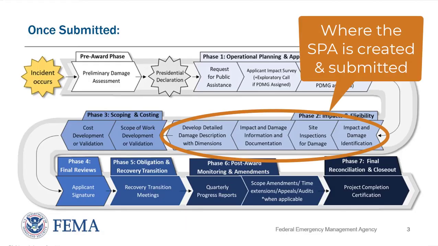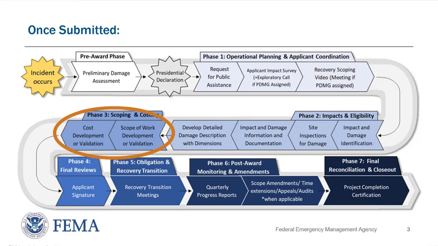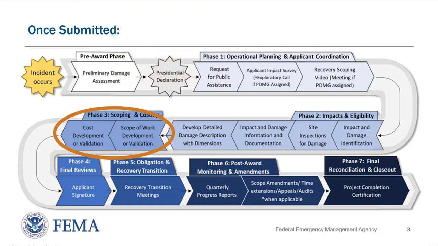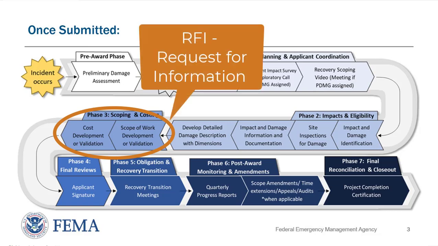Once you've submitted your Streamlined Project Application, it can get routed a couple different ways. It will eventually end up at the CRC. The CRC will validate all information provided. However, if they have any questions or need for additional information, they may issue an RFI, either standard or revision.